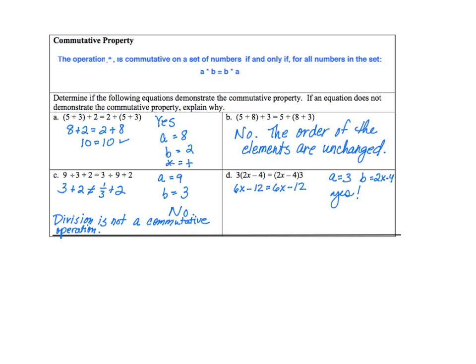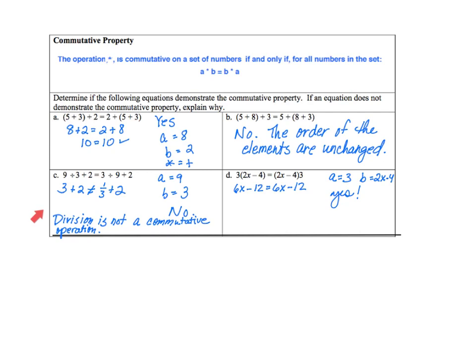So part B does not show the commutative property because I have 5 plus 8 plus 3, and you notice that I'm changing the order of things. So I just switched here the parentheses. The order does not change, the parentheses do. So that does not show the commutative property. With commutative property, you change the orders of the numbers.